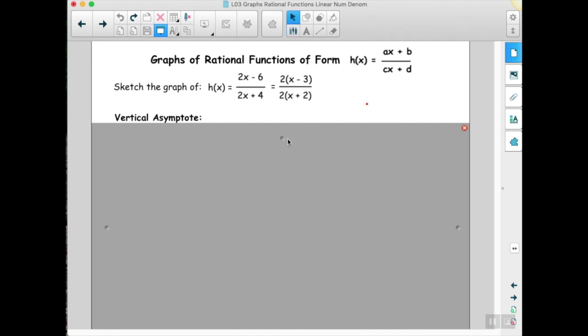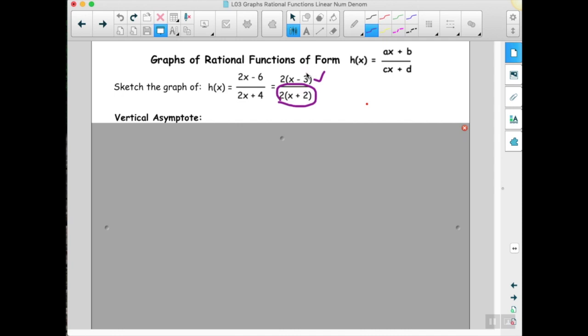So the vertical asymptote will occur whenever we're dividing by 0. The first thing I'm going to suggest you do is factor. I can common factor a 2 out, that gives me 2 times (x minus 3). And I can common factor a 2 out of here and get 2 times (x plus 2). Now the vertical asymptote will occur whenever this is 0.